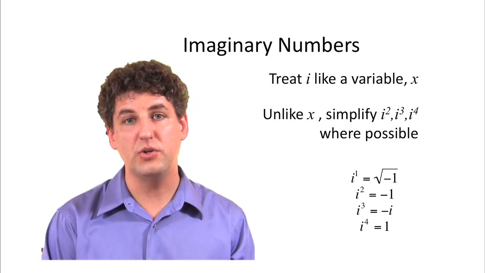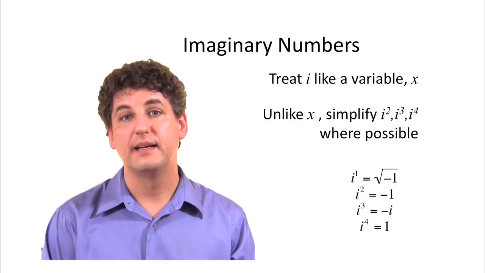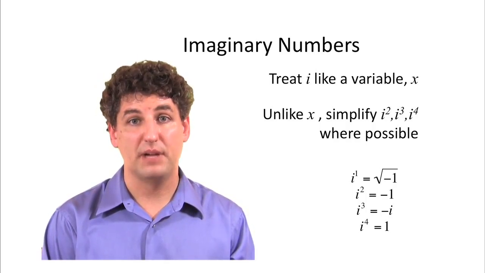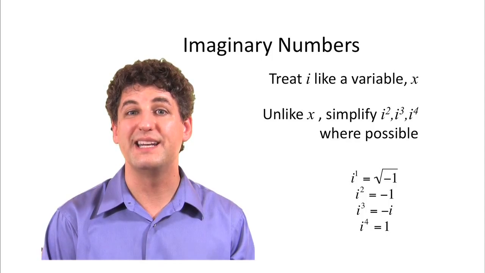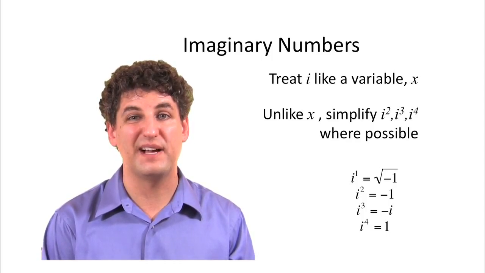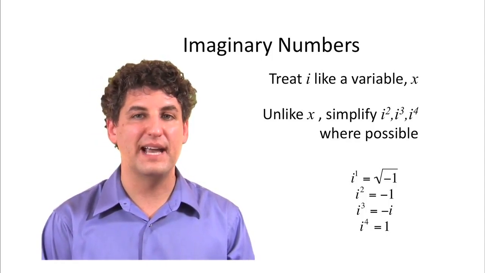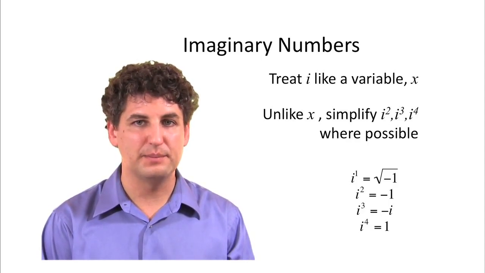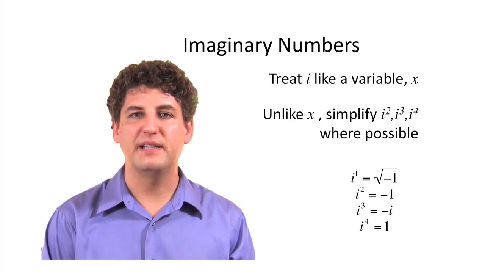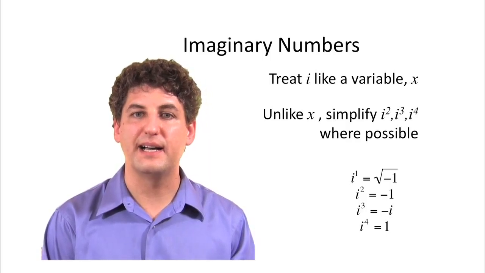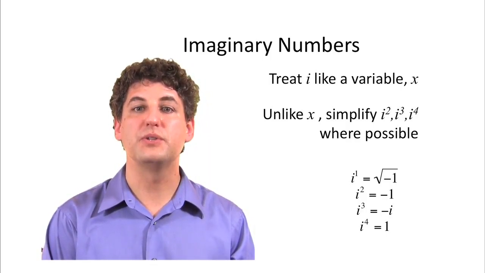Now, if you get i cubed, that's like saying i times i squared. So that would be -i. So you can simplify it a little bit. Doesn't look as pretty or as real, but that's okay. And then finally, the ultimate simplification is i to the fourth power, which is equal to 1.